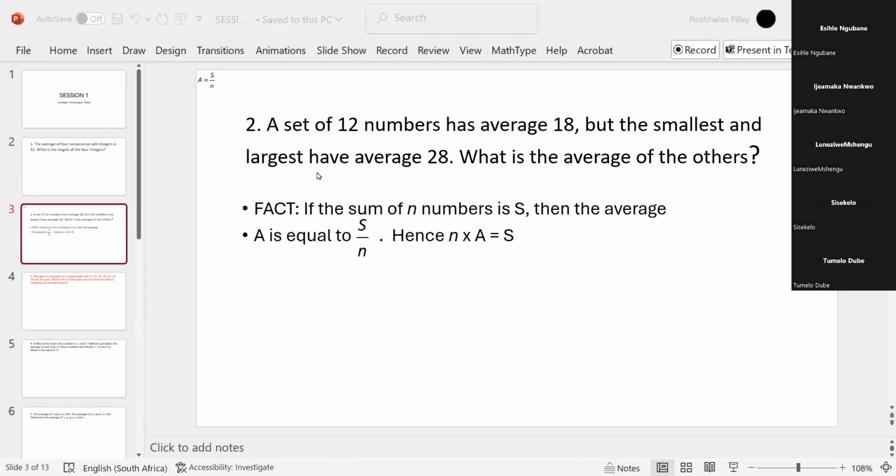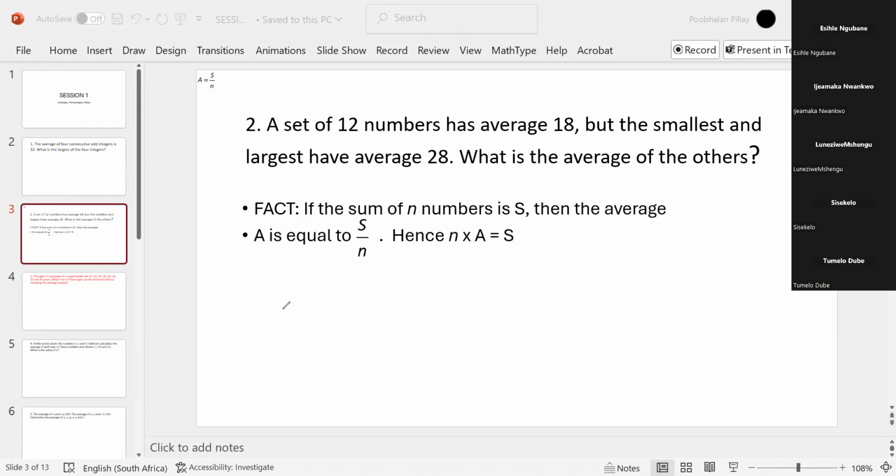So let's look at this. I've written down this fact here. If the sum of n numbers is S, then the average is equal to this, and hence n times A is equal to S. Now, a set of 12 numbers has average 18. But the smallest and the largest have average 28.